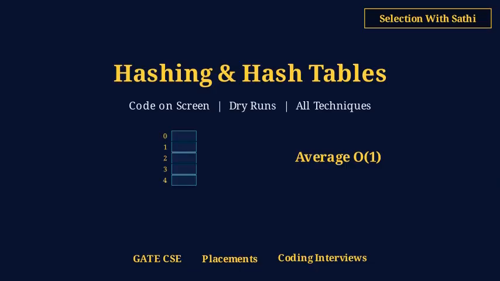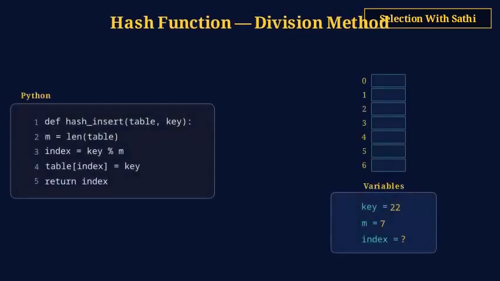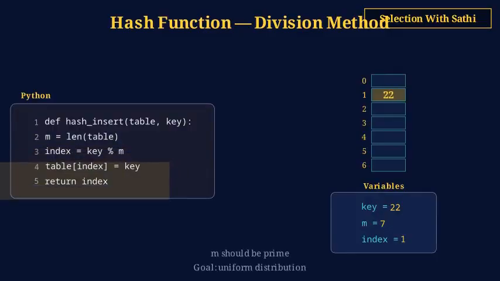Let us begin. Let us start with the hash function using the division method. Look at line 3. We compute the index as key mod m, where m is the table size. Line 4 stores the key at that computed index. A good hash function distributes keys uniformly across all slots.